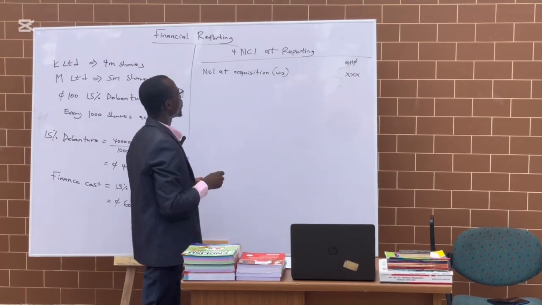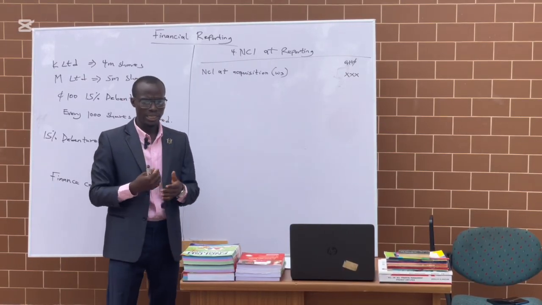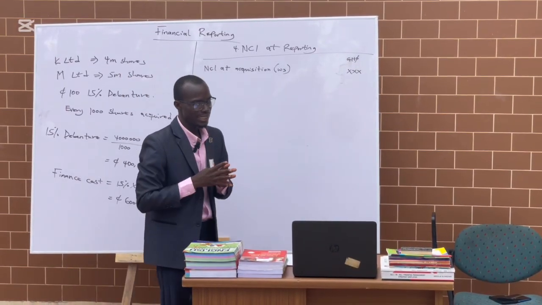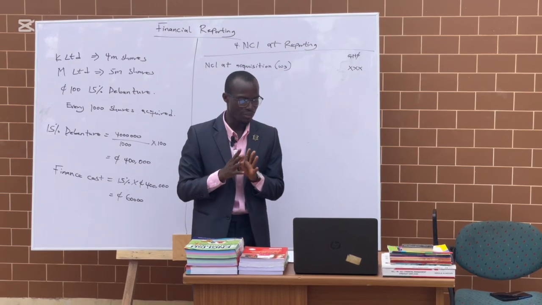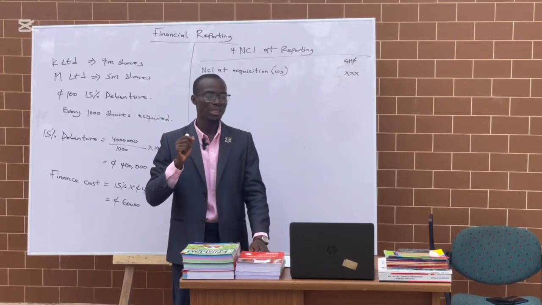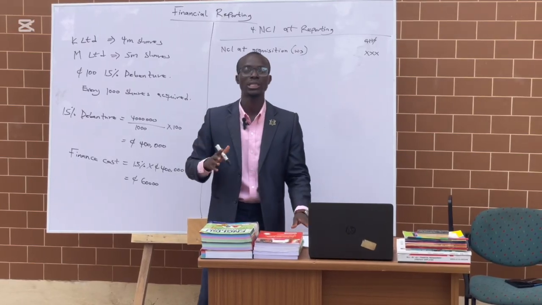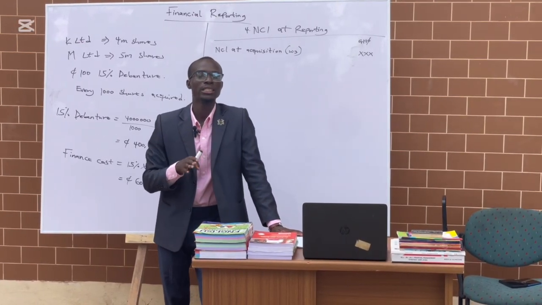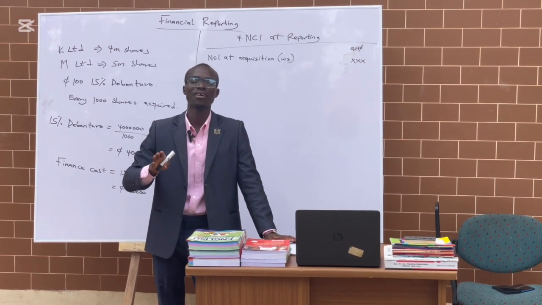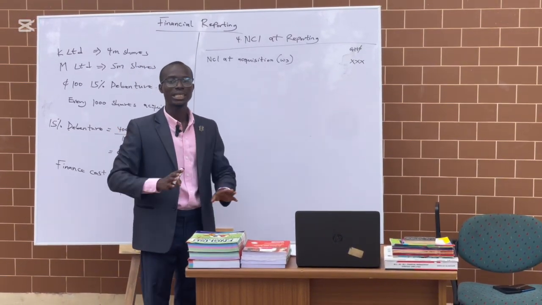But one may ask, how are we going to get the NCI at acquisition? That's why I was saying that in some cases, when it comes to the NCI at acquisition, we have three ways in which the NCI can be valued. One is that the parent company, it can be their policy, can value the NCI by giving a specific amount. So in the question, you can see that the group policy is that the NCI will be valued at, let's say, 50,000. They have already given you the fair value of the NCI, so you bring it direct. That's the first method.